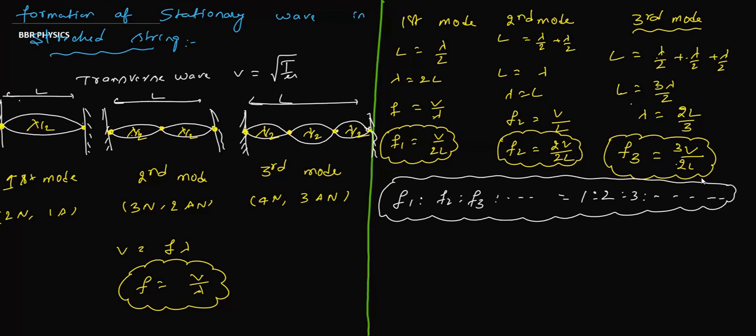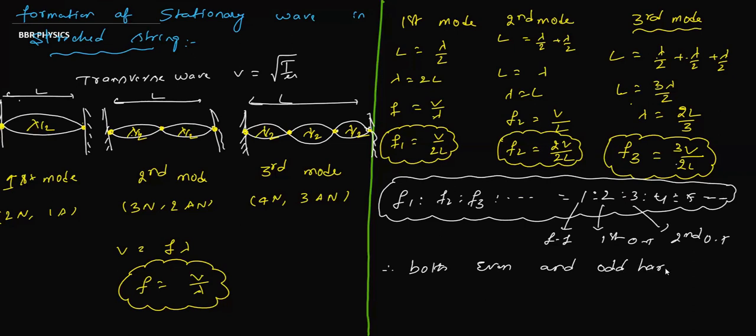The first one is called the fundamental frequency, the second is called the first overtone, and the third is called the second overtone. The harmonics are 1, 2, 3, 4, 5, and so on. So we observe that both even and odd harmonics are present.